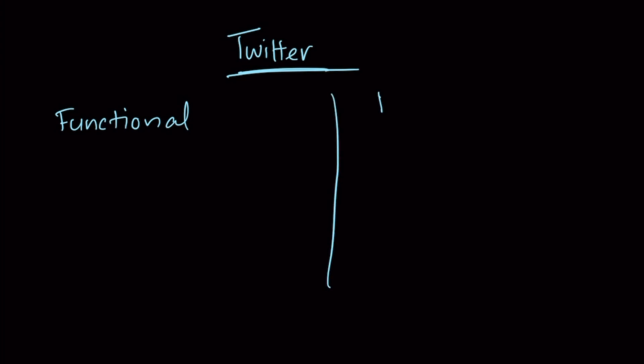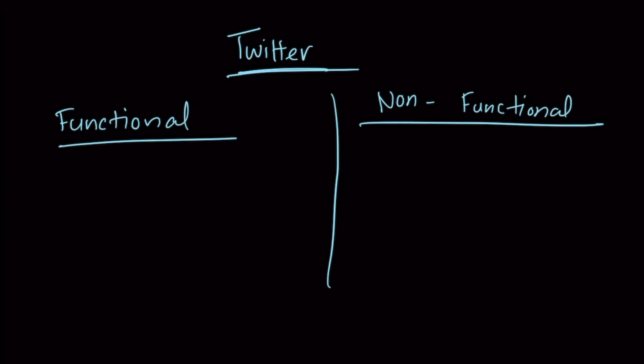Okay, we'll start with the design of Twitter. We'll start by defining the functional and the non-functional requirements. So what would be the functional requirements, right? When you go onto Twitter, what do you see?